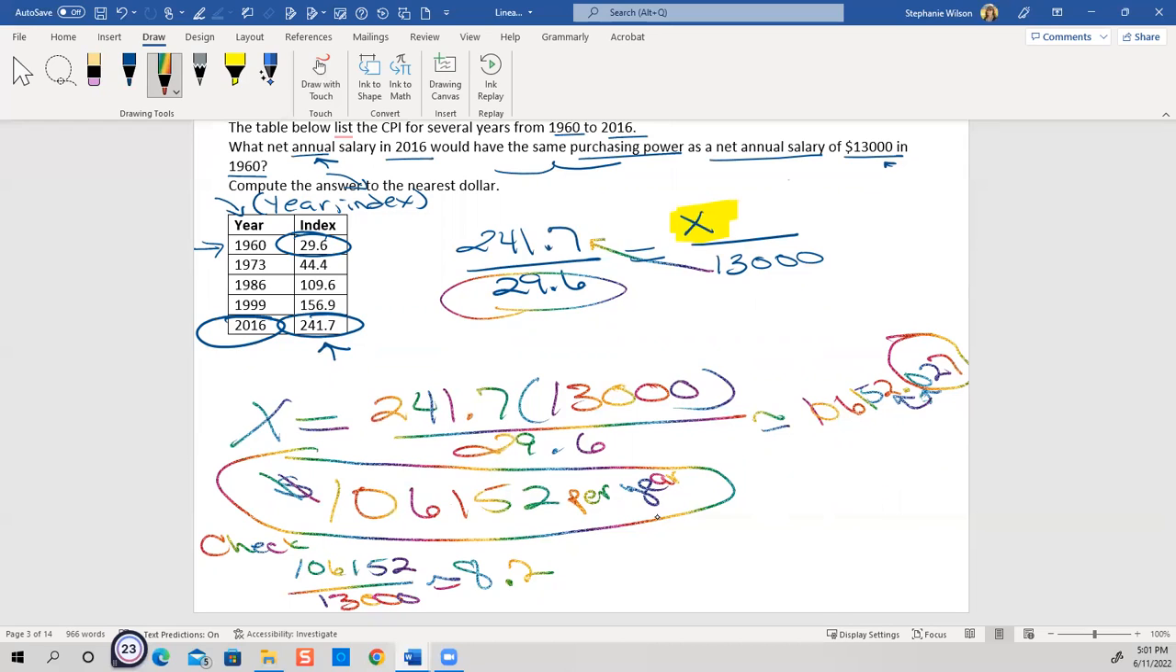Now let's check what was given to us, that 241.7 divided by that 29.6. And let's see what the calculator gives us here and see if it equals the other. And yeah, I'm going to round to the nearest tenth and I get 8.2. So check, this was correct.